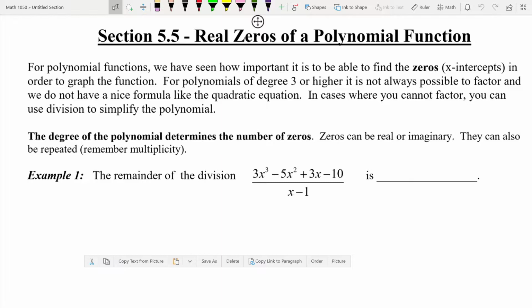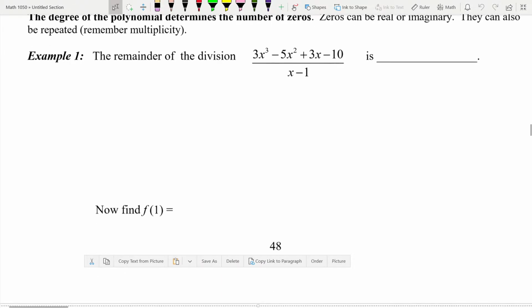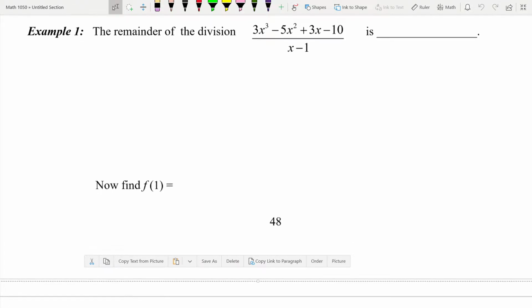So I'm going to give you lots of little directions and teach you lots of different things, and then we're going to pull the whole thing together, okay? All right, here we go. So the first thing we're going to do is a long division problem, okay? So the remainder of this division is what?